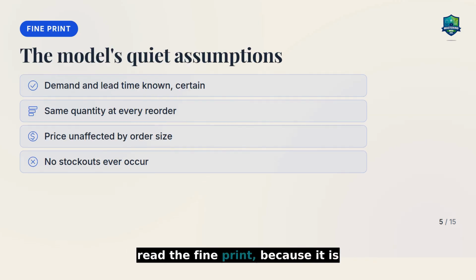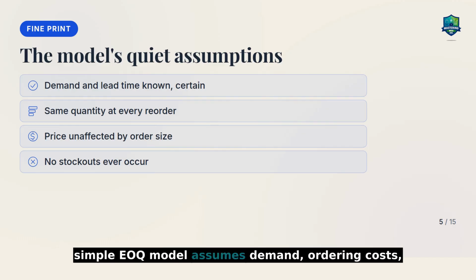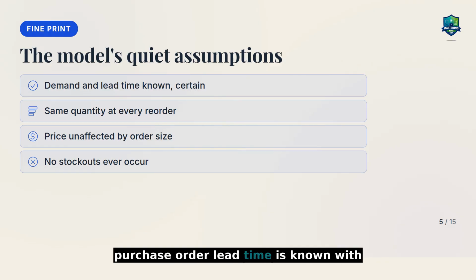Now read the fine print because it is about to matter. The simple EOQ model assumes demand, ordering costs, and carrying costs are known with certainty. The purchase order lead time is known with certainty. Purchase price does not depend on order size, and stockouts never happen. Every one of those assumptions is a place where the real world can, and recently did, punch through the model.